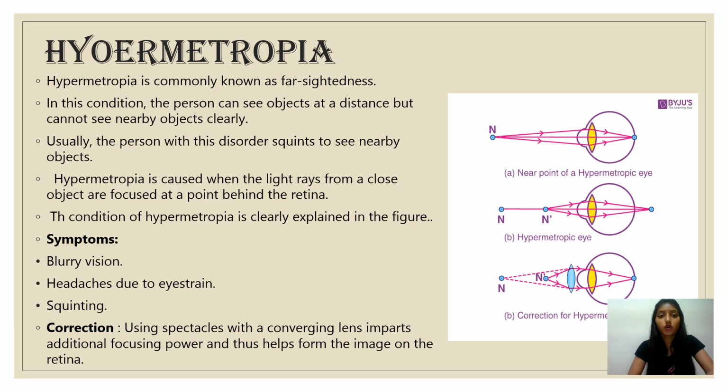Hypermetropia. It is commonly known as farsightedness. In this condition, the person can see objects at a distance but can't see nearby objects clearly. Usually the person with this disorder squints to see nearby objects. Hypermetropia is caused when the light rays from a close object are focused at a point behind the retina. The condition is clearly explained in the figure. Symptoms: blurry vision, headaches due to eye strain, squinting. Correction: a convex lens can be used.